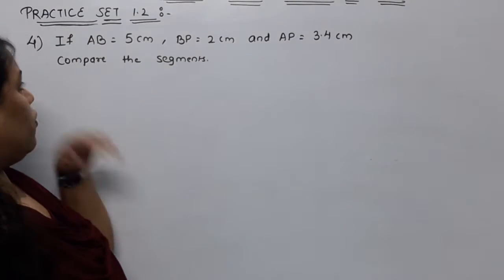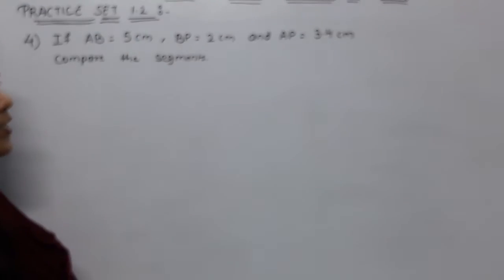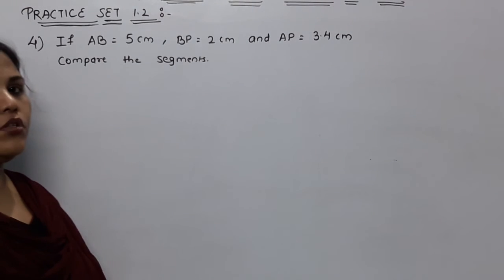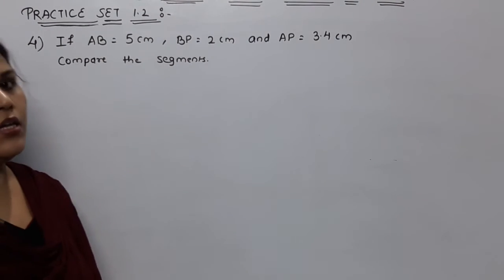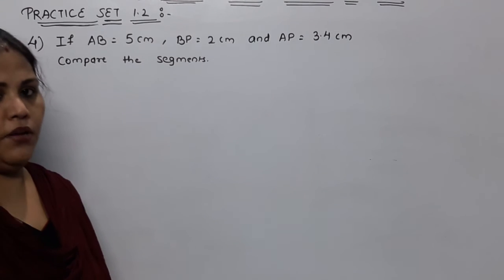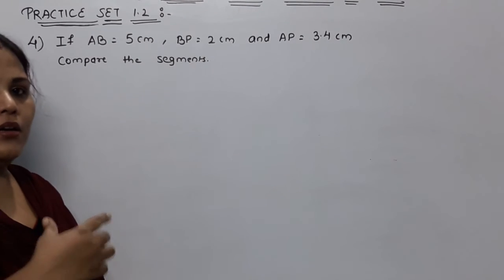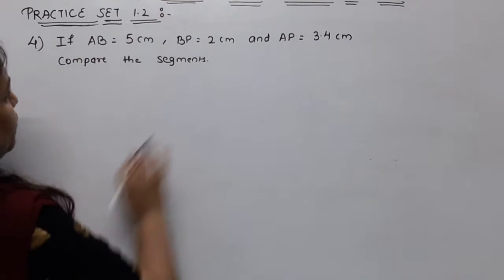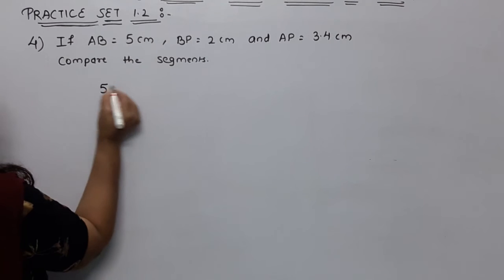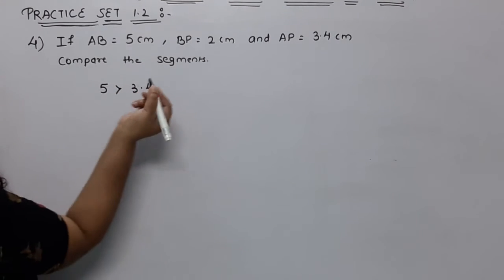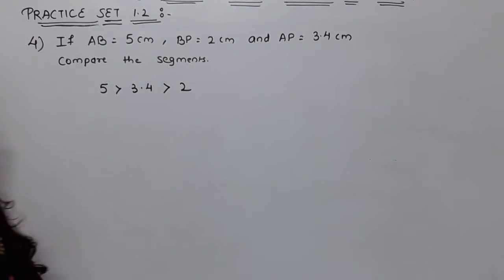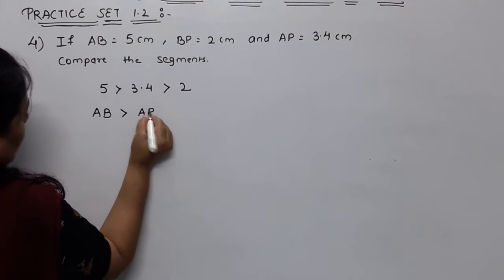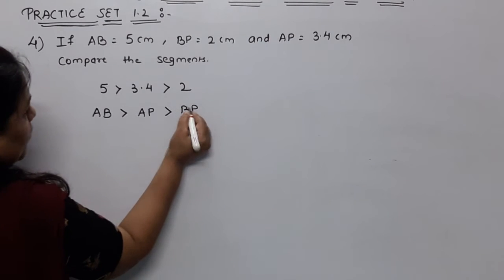Now, see the fourth sum. If AB equals 5 cm, BP equals 2 cm and AP equals 3.4 cm, we have to compare the segments. Now, we have seen in the previous part how to compare, meaning less than or greater than. So here I will compare with the measurements first. 5 is greater than 3.4 and 3.4 is greater than 2 centimeter. It means what? AB is greater than AP and AP is greater than BP.